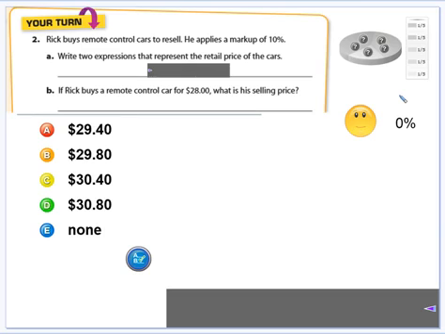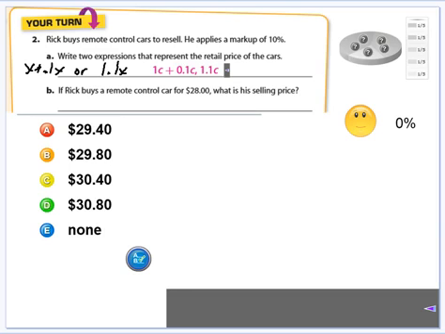So let's work on these Your Turns. Rick buys remote control cars to resell. He applies a markup of 10%. Write two expressions that represent the retail price of the cars. So this is what I'm talking about. For the two-term, you would get X plus 0.1X, or for the one term, you just add the 1 and the 0.1 and you get 1.1X. All right? And that's how you would do it.